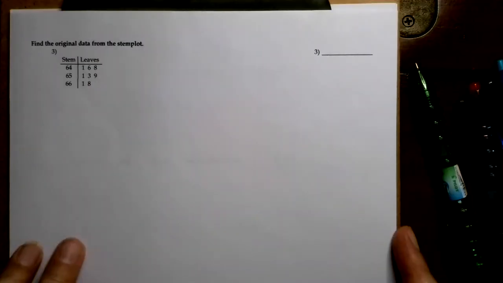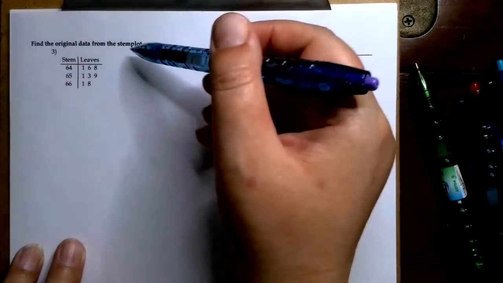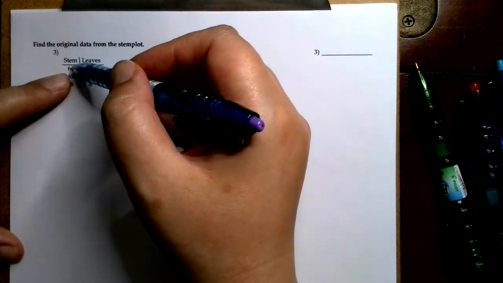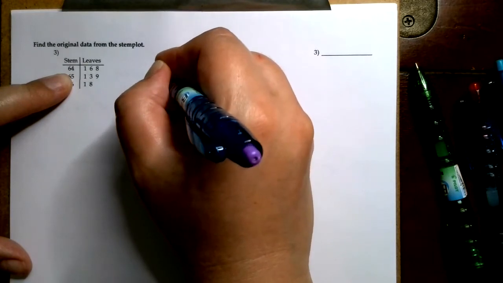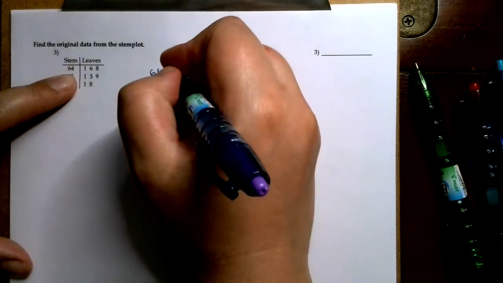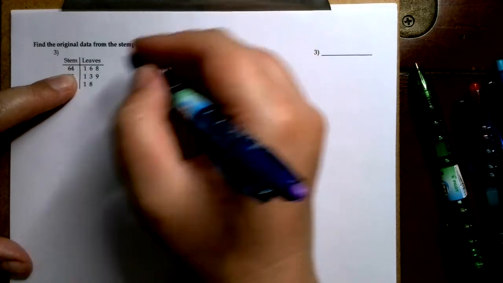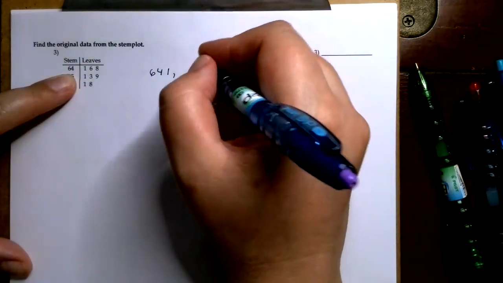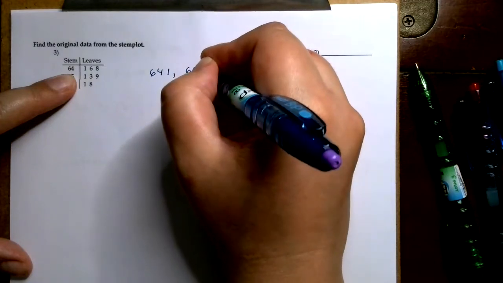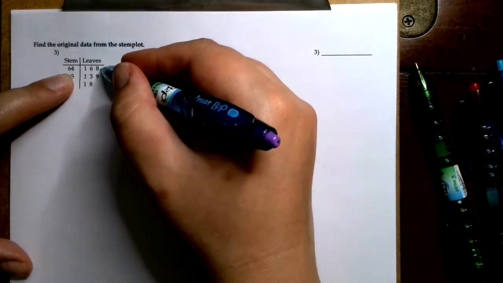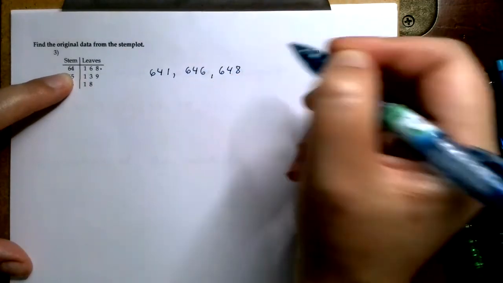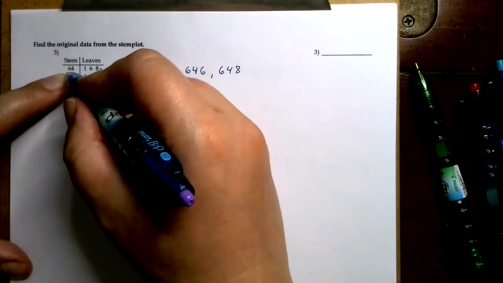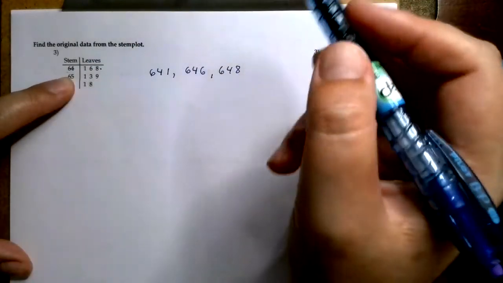The next example is asking me to find the original data from the stem plot. So I know I have 3 values that start with 64. So it's 64, and the first one ends with a 1, so it's 641. The next one ends with a 6, so it's 646, and the next one ends in 8, so 648. So that's what I have for the values that start with 64.